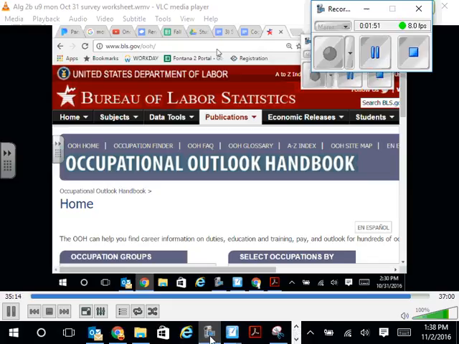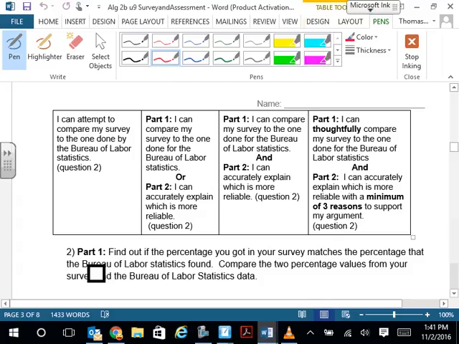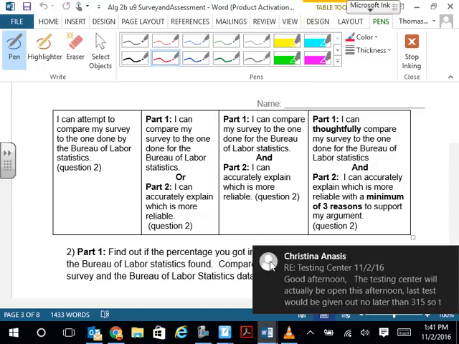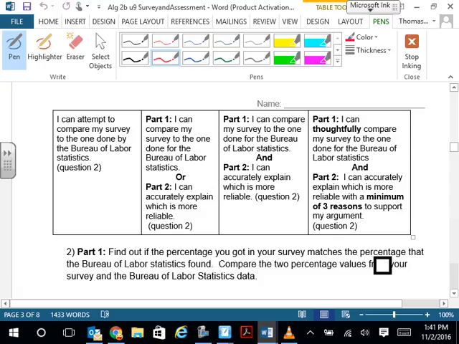Where do I want you to go? Go to the BLS, Bureau of Labor Statistics, go home. The way we're going to find what your group was in the whole U.S., we're going to type into the search category occupational employment by group. Employment by group is what you're going to type into the search field.